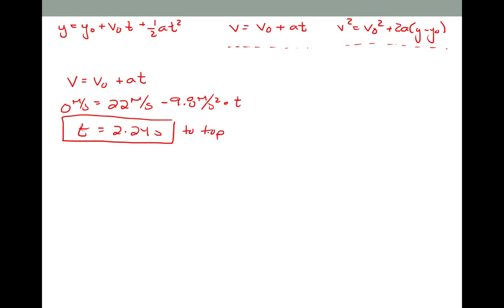The question was a little bit vague. It said, how long is it in the air? And so that is the question of how long does it take to get to the top, or how long does it take to go up and come back down to the original height? If I want the time for up and down, then I'm going to call that the total time of flight, and it will be double that number. So 2.24 becomes 4.48 seconds. Remember, this is up and down, returning to the original height. Now I have definitely answered that question.